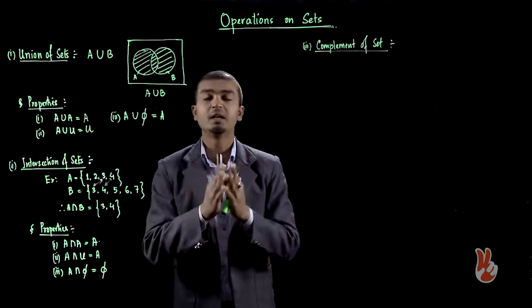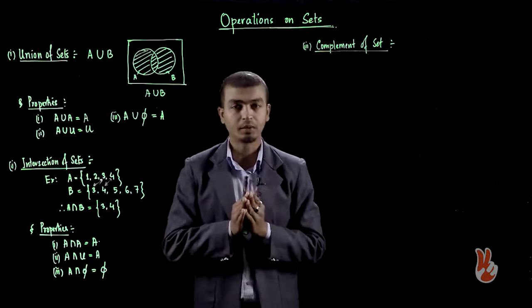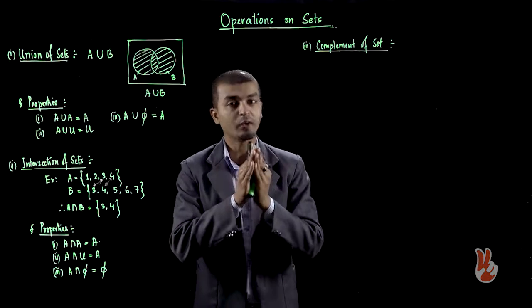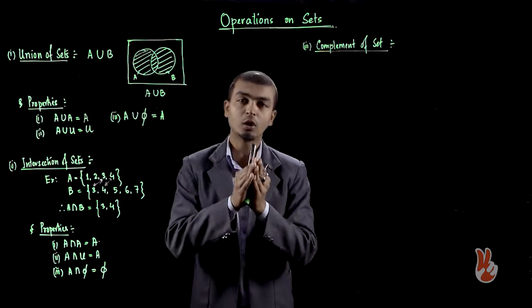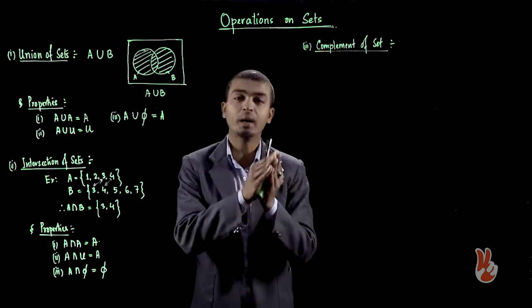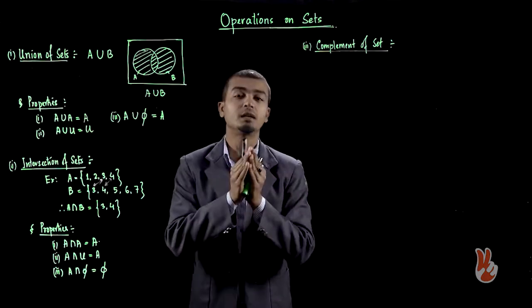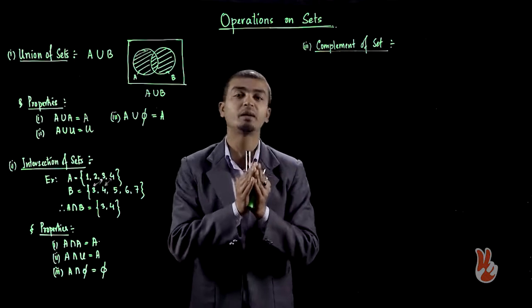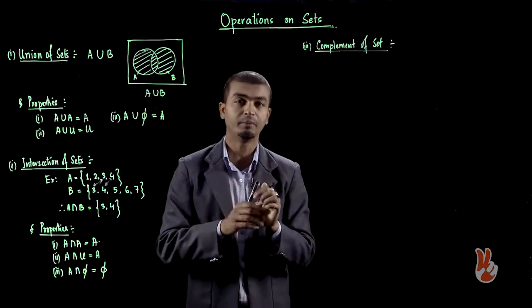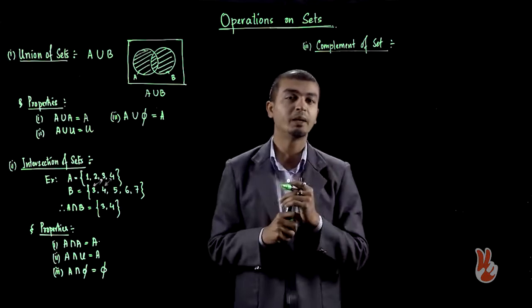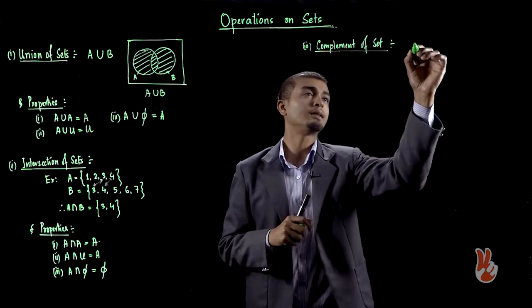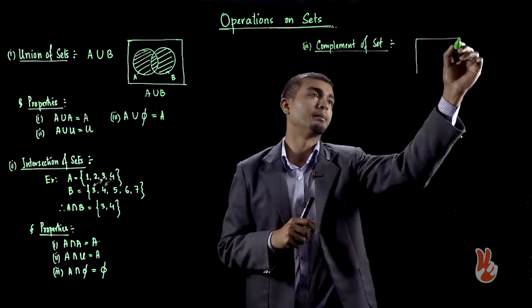Suppose A is any non-empty set, then the set of elements which are not contained in A, but in the universal set U is said to be the complement of that set A. What do I mean by that? Let us visualize it with the help of a Venn diagram.